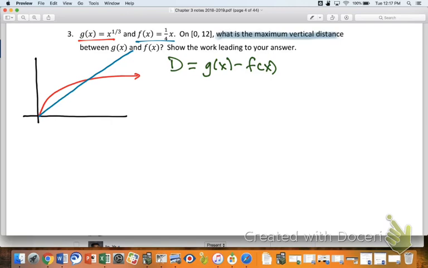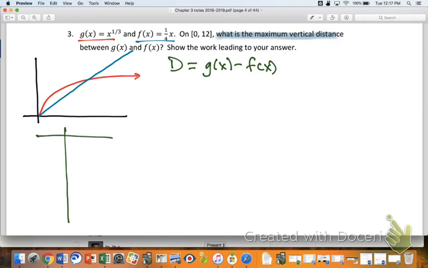Critical numbers is one category, and endpoints is the other. So I noticed Heather was right on it. She said, you know what, I'm going to make a table. She started off and made a 2-column or 3-column table. I'm going to make a little simpler one.